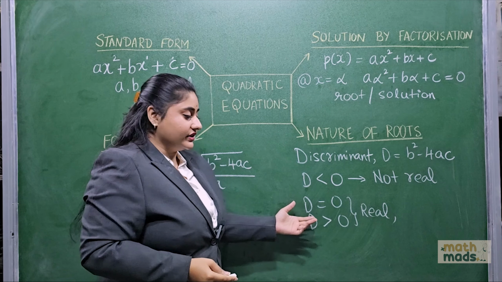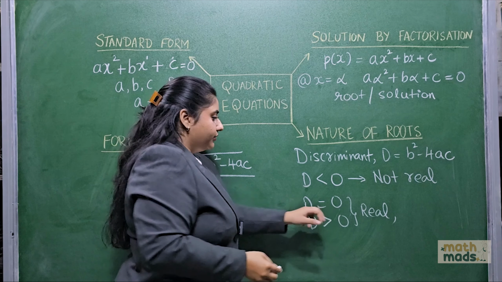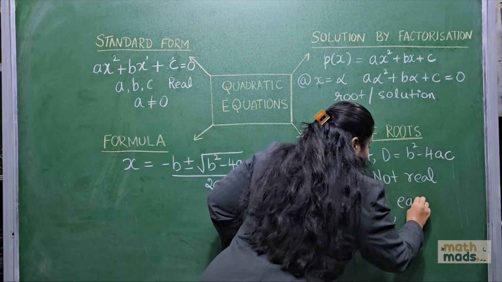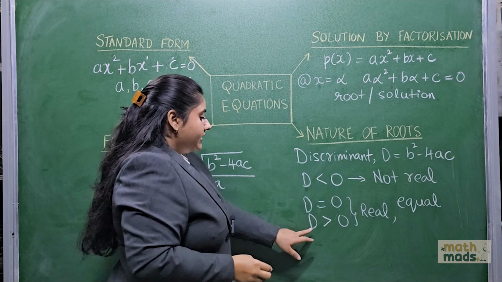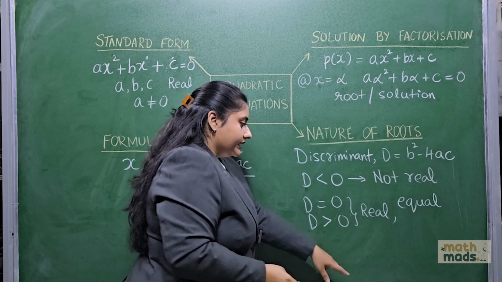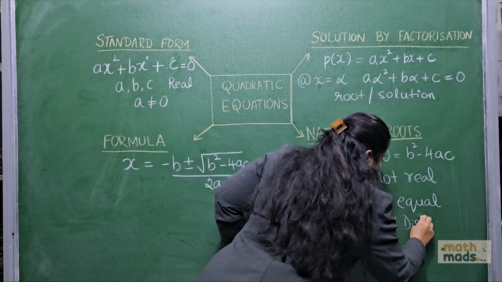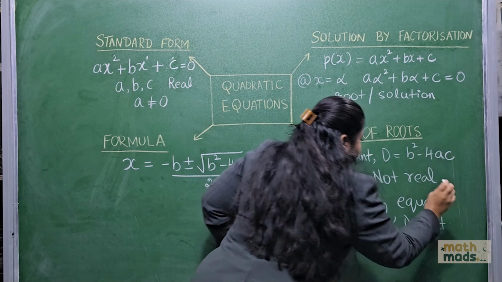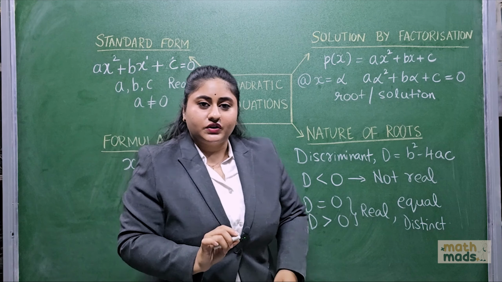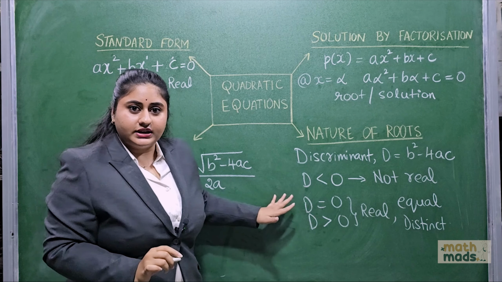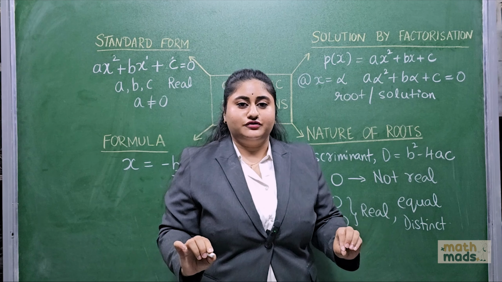But there should be some difference. So if it is equal to 0, the roots are real and equal. If it is greater than 0, then the roots are real and distinct. That is two different roots you get. This is the summary of the chapter. So if you know these four things, then all the problems are easy for you.